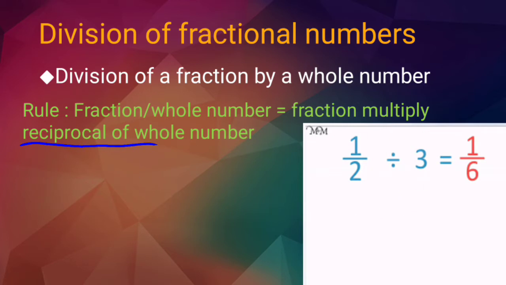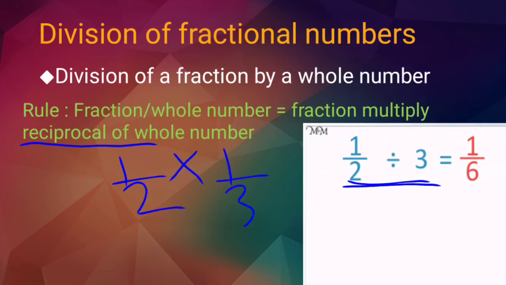Now I'm taking 1 upon 2 divided by 3. What will you do? 1 upon 2 multiplied by the reciprocal of 3, which becomes 1 upon 3. A whole number's reciprocal you are just writing as a unit fraction, like 1 upon 3, 1 upon 4, 1 upon 5. So 1 upon 2 multiplied by 1 upon 3 becomes 1 upon 6. You got my point?